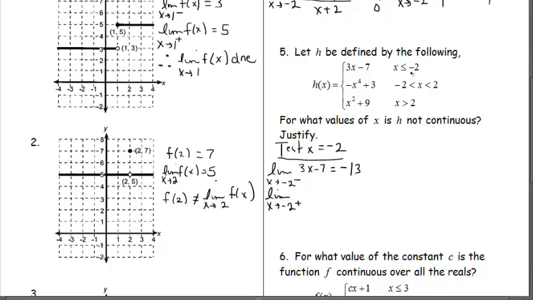Time to test the right piece. Well, that would be this piece right here. Insert -2. So that negative is just part of the term. -2 to the 4th is 16. Add 3: -13. So the functional value exists, the limit exists, and they're all equal. So yes, it is continuous at x equals -2.